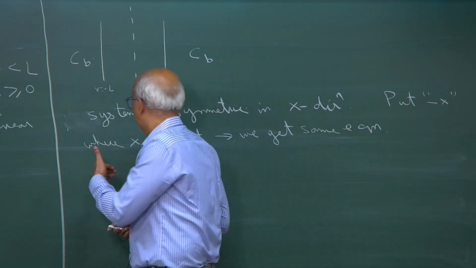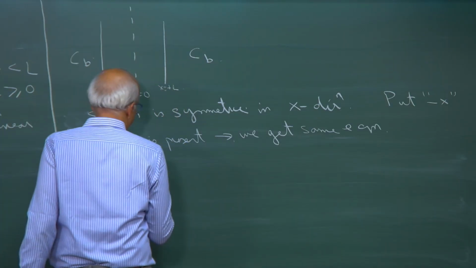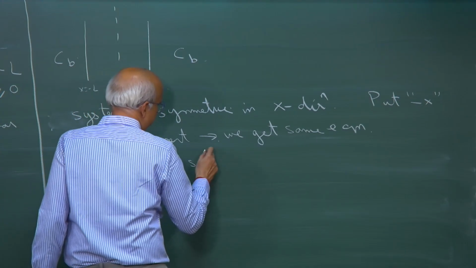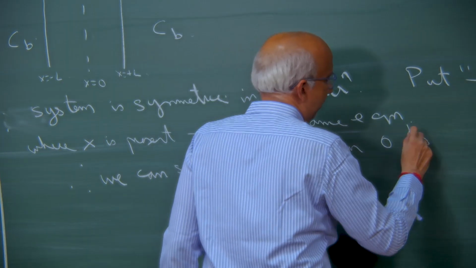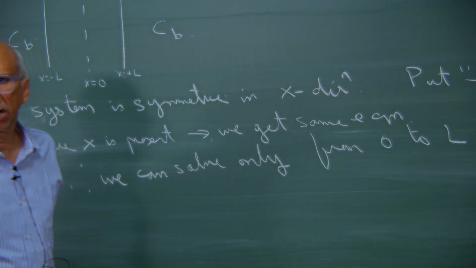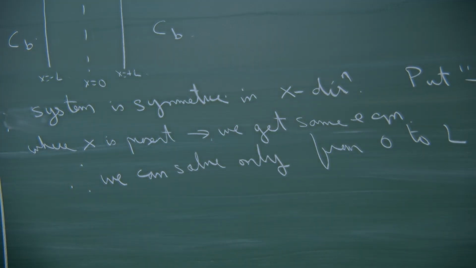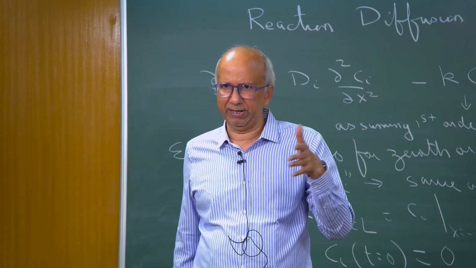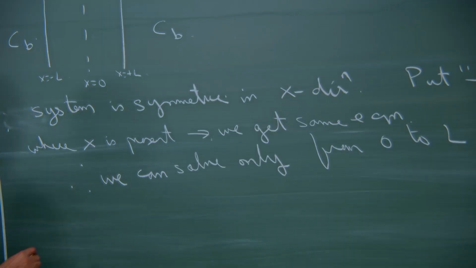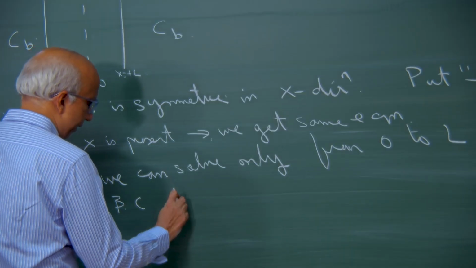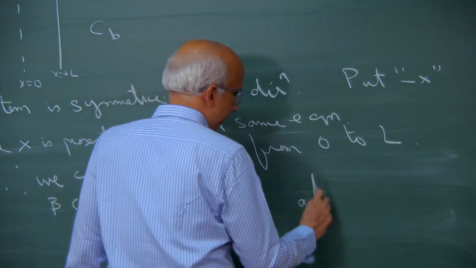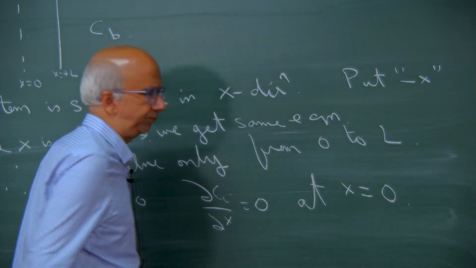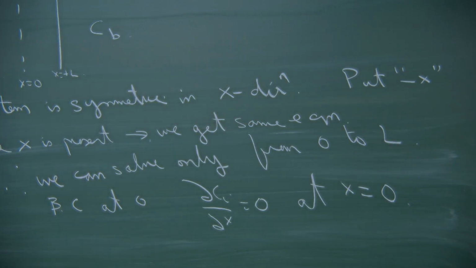So basically what I am trying to tell you is, therefore we can solve only from 0 to L. But if I solve from 0 to L, I need to put a boundary condition at 0. And the boundary condition at 0 will be, because of symmetry, dCi by dx is equal to 0 at x equal to 0.